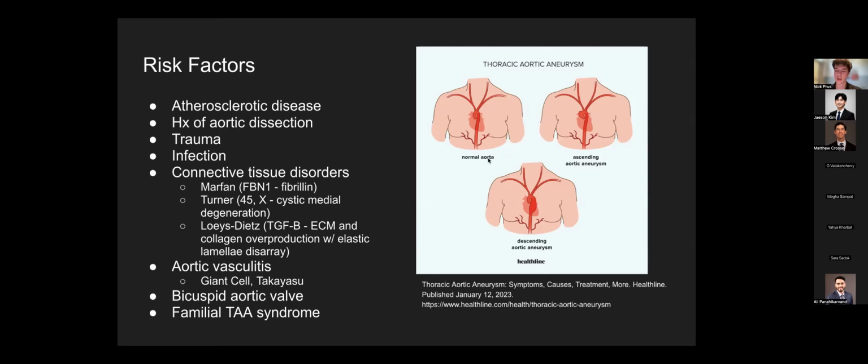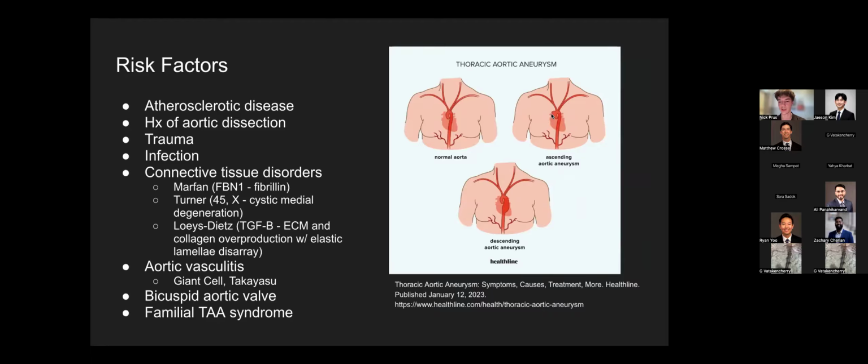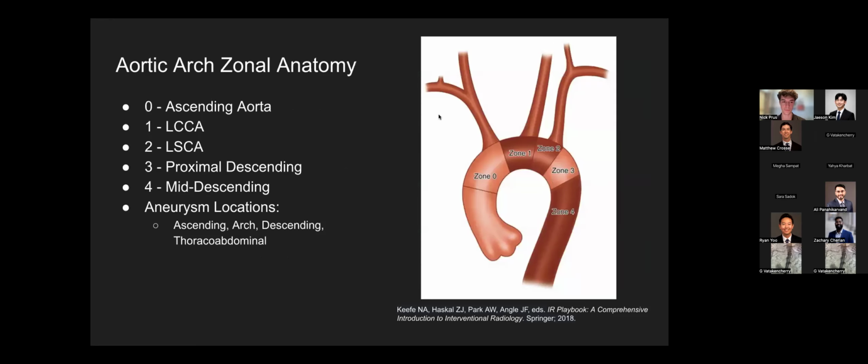And this is a graph from Healthline. This is just showing the two different locations where TAAs can arise from. So you can have an ascending aortic aneurysm, you can have descending aortic aneurysms. You can also have aneurysms in the arch of the aorta, and I'm going to go over that very soon.